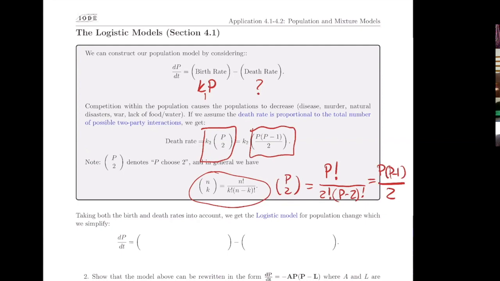So if we take the same sort of approach that we did with the tank and the solution flowing in, we have the inflow of people, which we can write as some constant, I'll call it K1, times the current population. And then we want to take into account the outflow, which would be this K2 times P times P minus 1, all divided by 2.